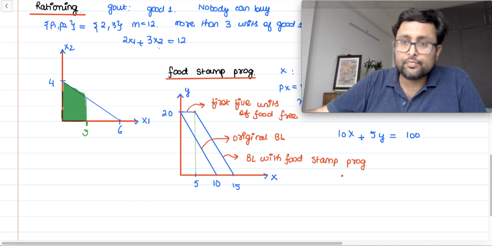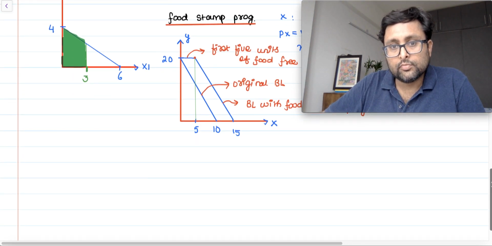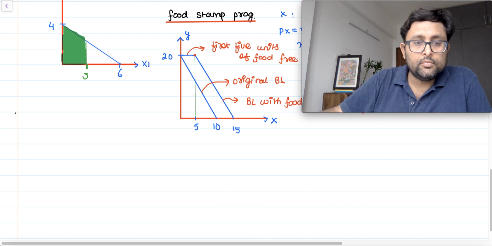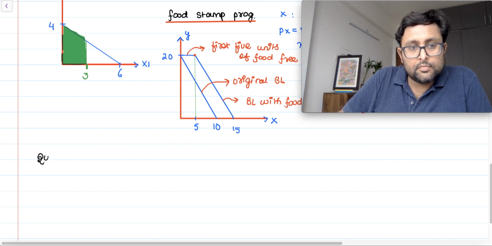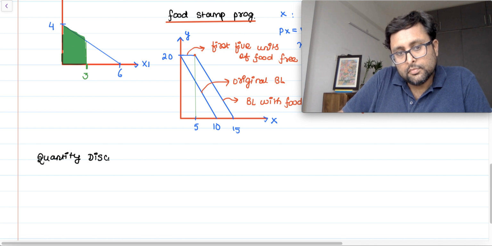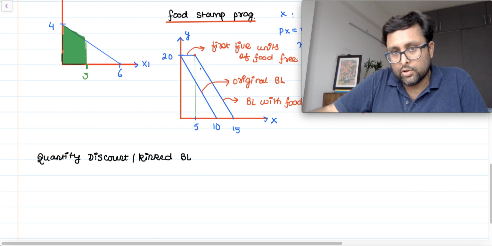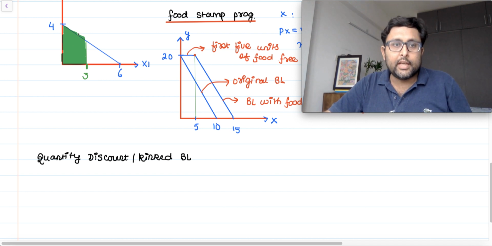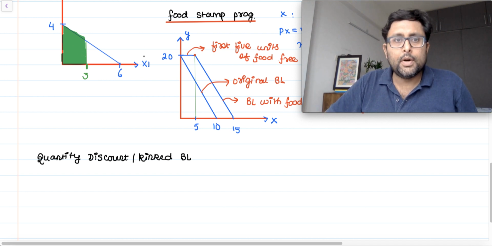Let's do one more. Then you have quantity discount, or in this case you have again the kinked budget line. Although the kinked budget line is here also, how do you write this?